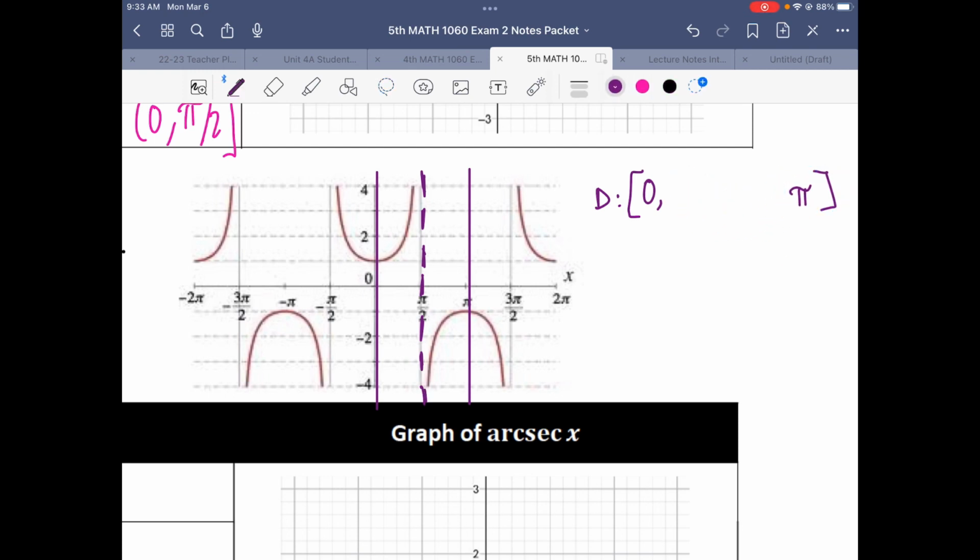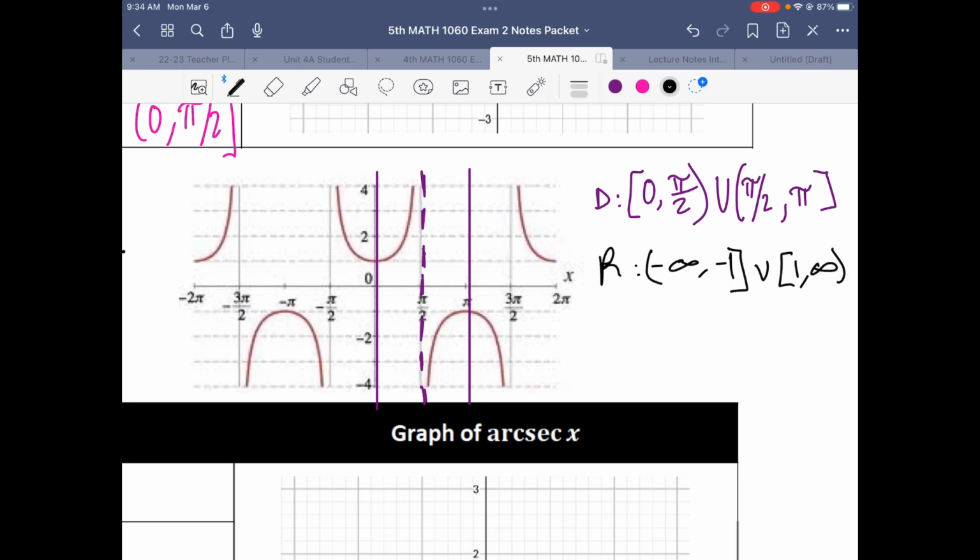So it'd be from 0 to pi halves. Can't include that one because it's an asymptote. And then again from pi halves all the way up to pi. And our range is negative infinity to negative 1, and then again from 1 to infinity. It's actually the same as cosecant's. And it's because it's never between these two, right? Never ever goes between those two.